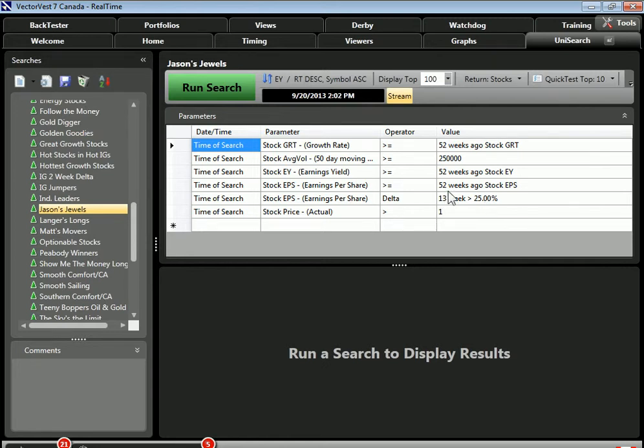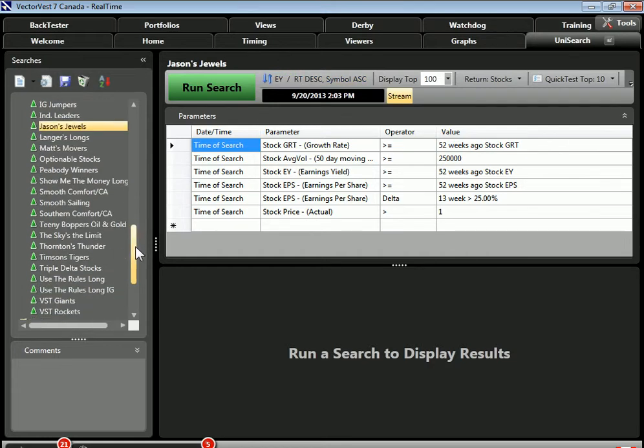You can hardly go wrong buying stocks with rising earnings. He then included a sort that would allow him to find these companies at bargain prices. You can see the sort at the top. We're looking for earnings yield divided by RT descending. So we're looking for high earnings yield, but a low RT. So many of these stocks haven't made a big run yet. You can see from the parameters they still have rising earnings, but he just wanted to catch them at discounted prices.